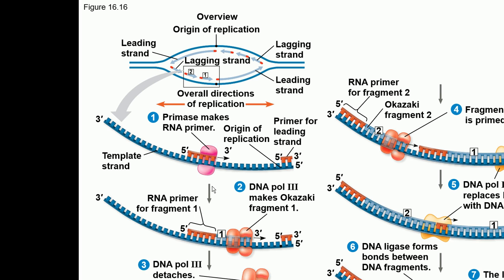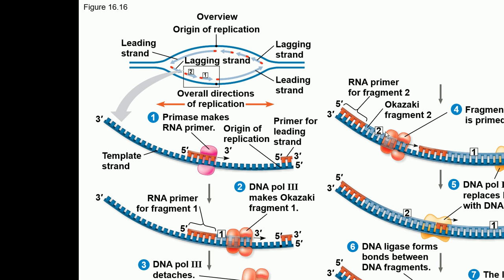Once DNA polymerase 3 meets the second primer, it's going to leave the DNA. So you can see here, here's the primer, here's the second primer. DNA polymerase 3 will make the new strand of DNA here, and it will make the new strand of DNA here. Once it comes across the second primer, it's going to leave the DNA. So this is the way the lagging strand is made.